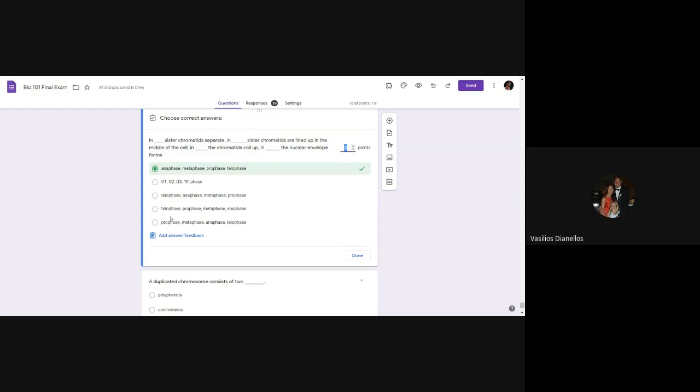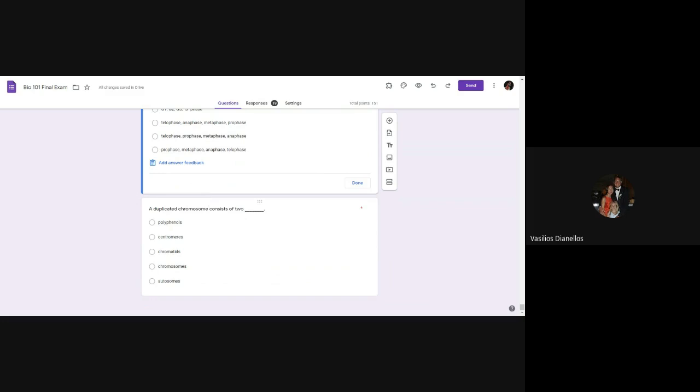If you guessed these other ones, those have nothing. First of all, they're not in the correct order. And second of all, they don't describe what's happening here. And again, if you chose this one, you definitely got 0 points because there is no G3 phase. And again, the proper order would be G1, S, and then G2. So anyway, moving forward. Last question. A duplicated chromosome consists of two what? And the answer is simply chromatids.